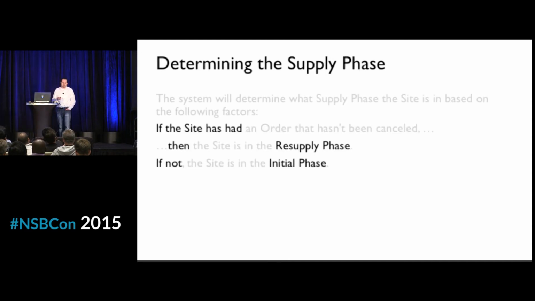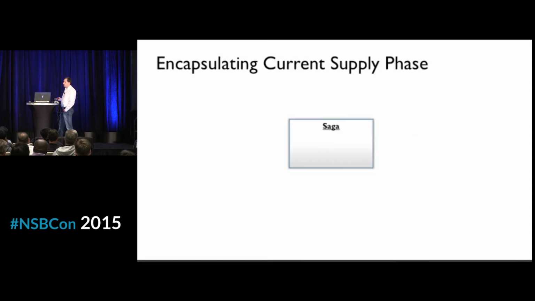Taking the rest of it, if the site has had an order that hasn't been canceled, then the site is in the resupply phase, else we're in the initial phase. So what this really means is we start in the initial phase. Once the site has one or more orders, we transition into the resupply phase. But if that condition changes, we have to be rolled back to the initial phase. So the properties of this problem is my state changes are driven by side effects from other processes. Again, a Saga is perfect for modeling something like this.